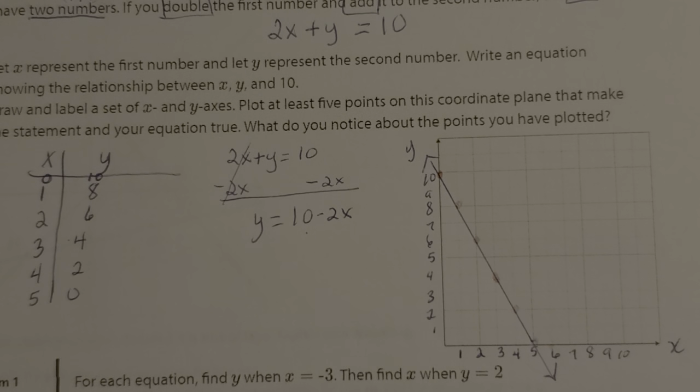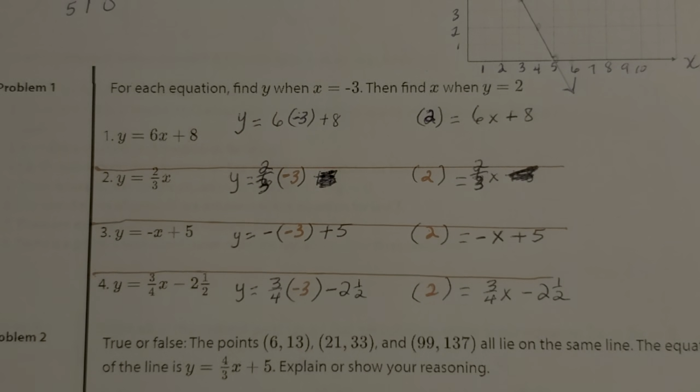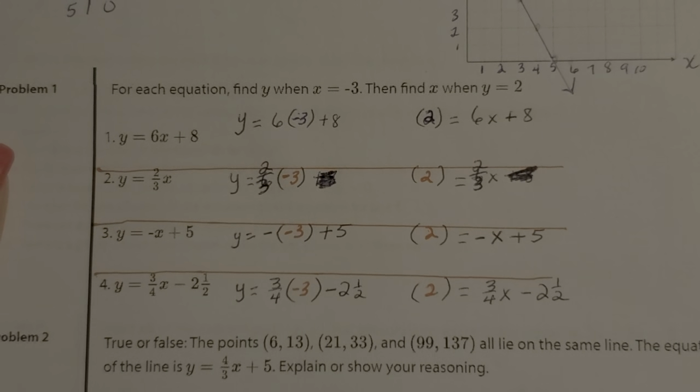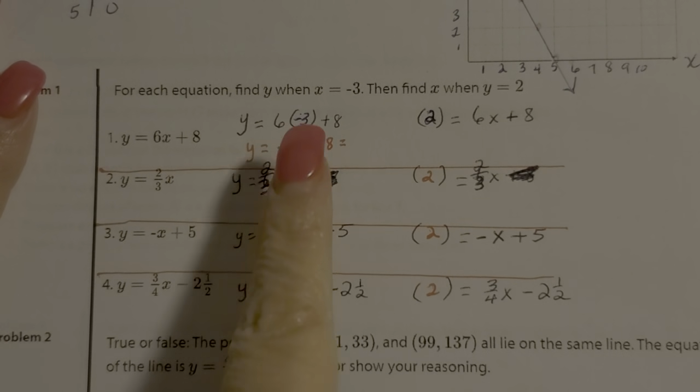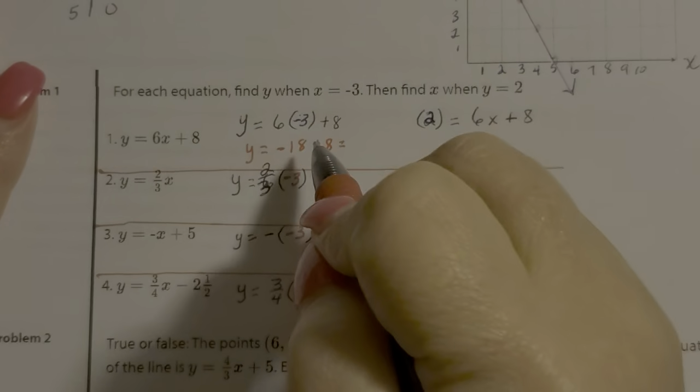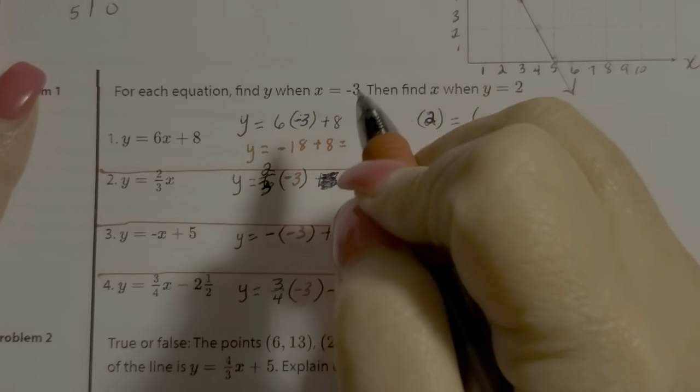Problem 1 says for each equation, find y when x is negative 3 and find x when y equals 2. So I have rewritten my equations, plugging in the variable that it gives me to find the missing variable. If I multiply 6 times negative 3 plus 8, that's negative 18 plus 8, which means that y would be negative 10.